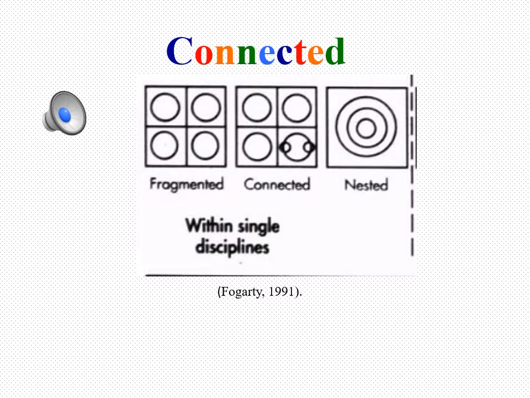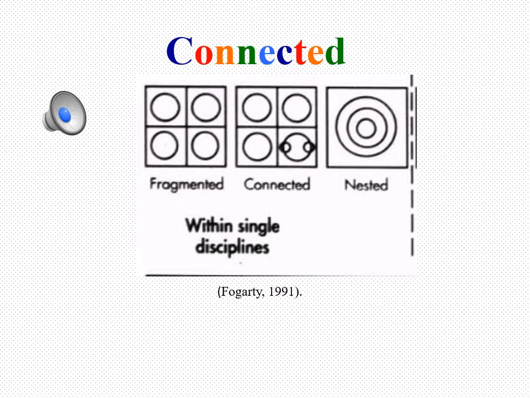Another model of the interdisciplinary approach is the connected model. As you can see in the image on the screen, it's the middle one. In the connected model, the curriculum is viewed through an opera glass, where disciplines still remain separate just like the fragmented view, but explicit connections are made within each subject area.